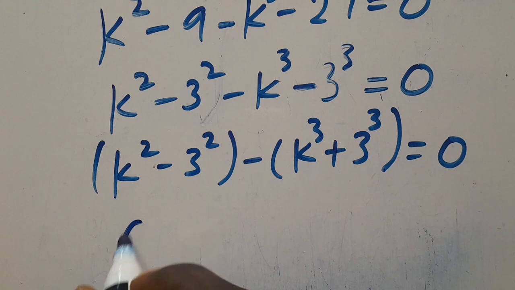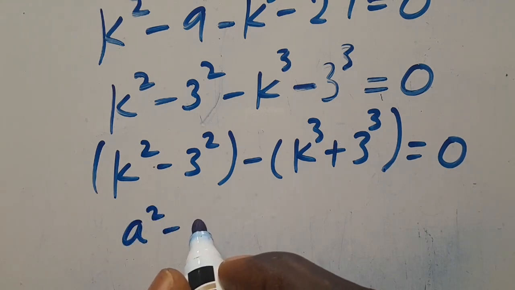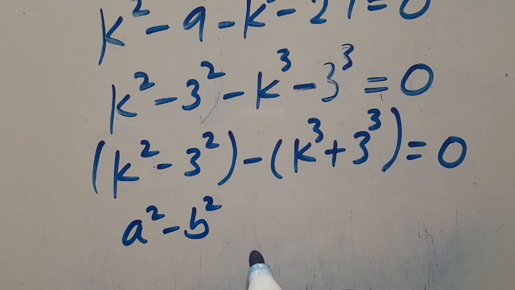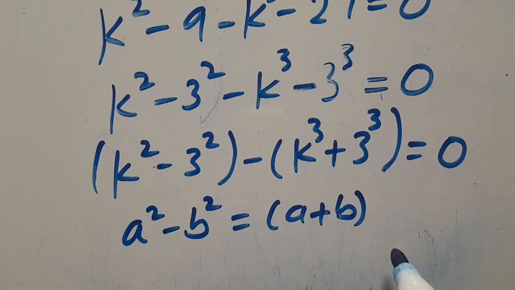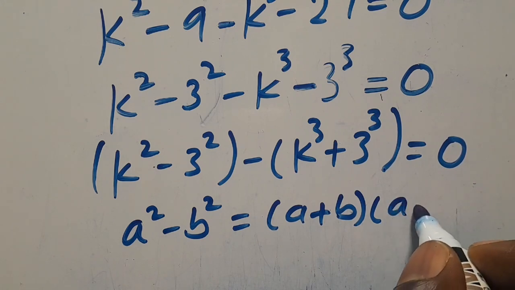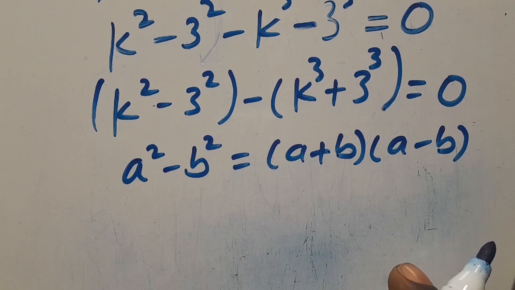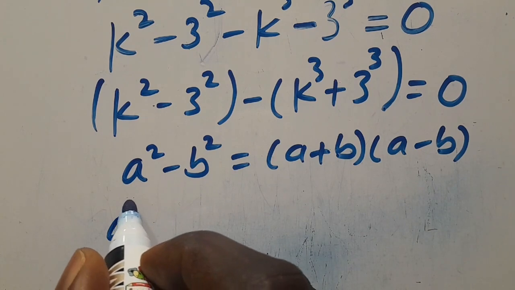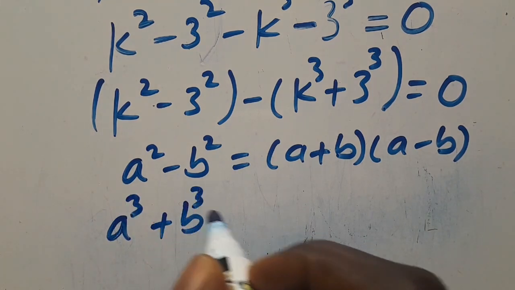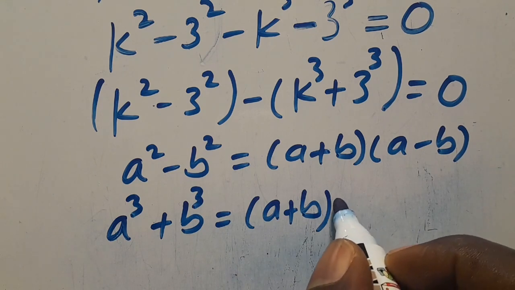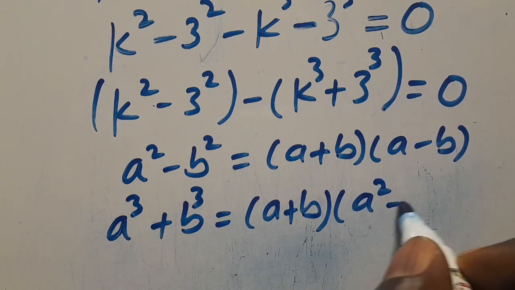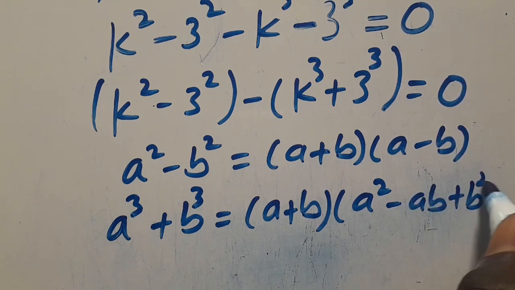Then let us recall that when you have a squared minus b squared, you always have this equal to open bracket, a plus b, close the bracket, again multiplied by a minus b, all in brackets. Likewise, when you have a to the power of 3 plus b to the power of 3, it equals a plus b, all in parentheses, multiplied by a squared minus ab plus b squared, all in parentheses, as this.